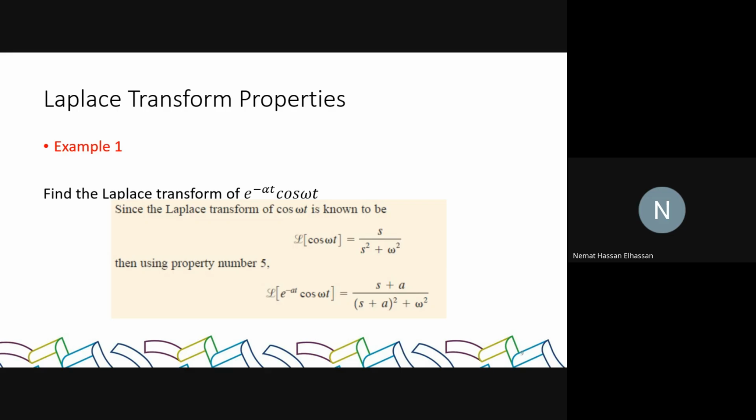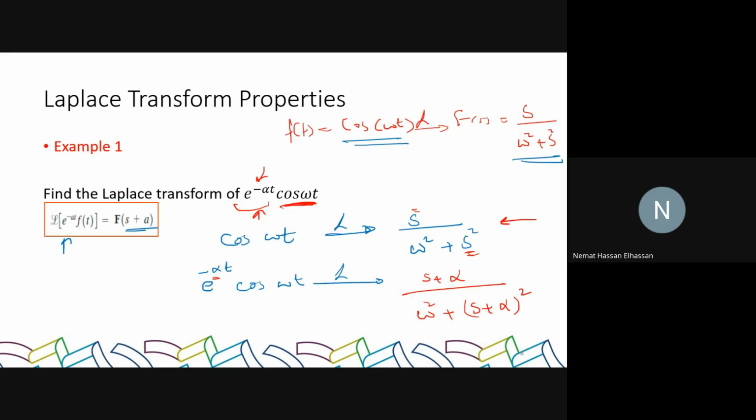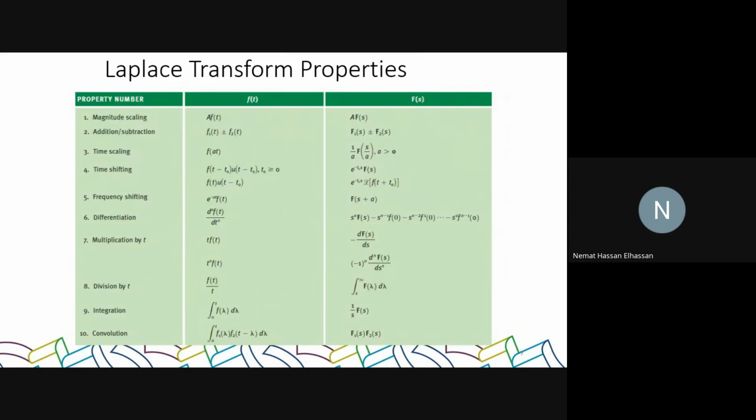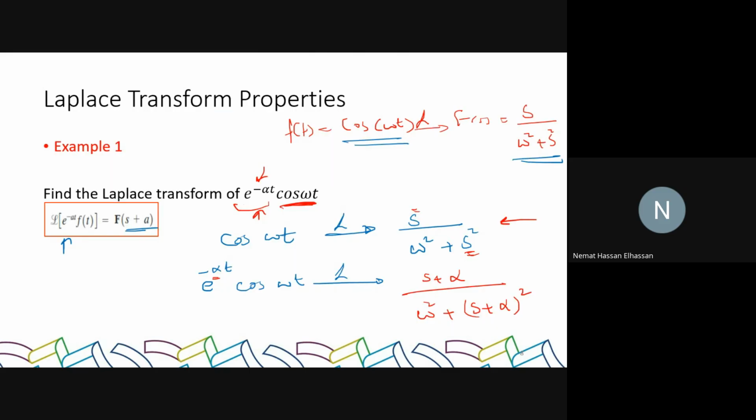Similarly for all the other properties: whenever you have a time shift, a frequency shift, time scaling, or any of the properties on this table, you don't have to go back and calculate or try to match the table. If you have the original pair, the basic functions f of t and f of s, then you know what manipulation you have to do as per the rule.